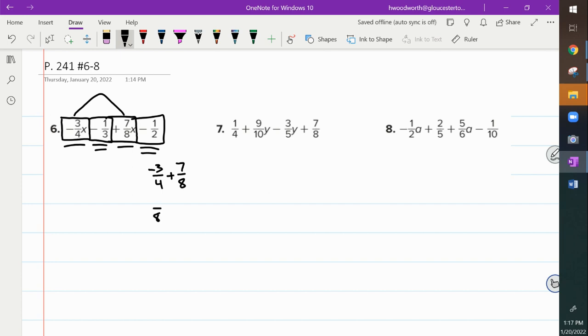Well, I need common denominators first, right? Because we multiply that by 2. All right. Then we have negative 6 plus 7 would be positive 1. Different sign, subtract. And so that's going to be 1/8 x. That's a positive 1/8 x. And then I'm going to stop there, and now I'm going to do these two.